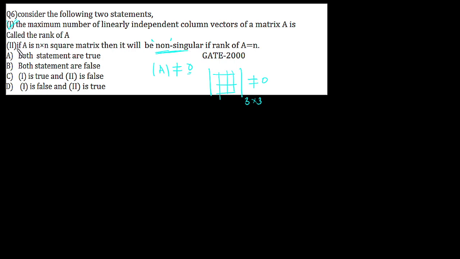So here it is given in the statement, if A is an n cross n square matrix, then it will be non-singular if the rank of A is n. That means A has full rank. So yes, it is non-singular, because all the n rows and n columns of this n cross n square matrix are linearly independent. So yes, I am getting the determinant as non-zero. So both statements are true, and option A is the correct choice for this question.